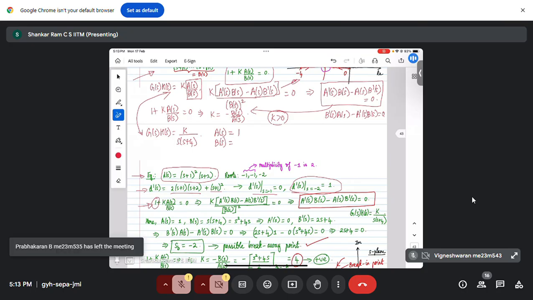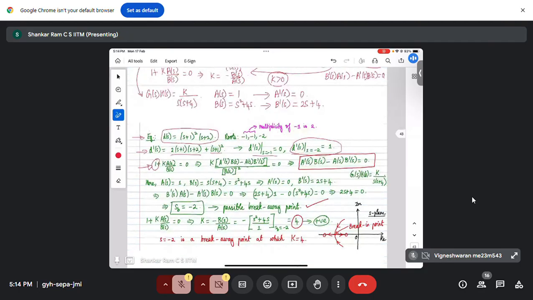So what will be B of s? S into s plus 4. So I'm just going to write it as s squared plus 4s, just expanding it, right? So from here, what will be A prime of s? It will be 0, because there is no s term, okay? So what will be B prime of s? 2s plus 4.